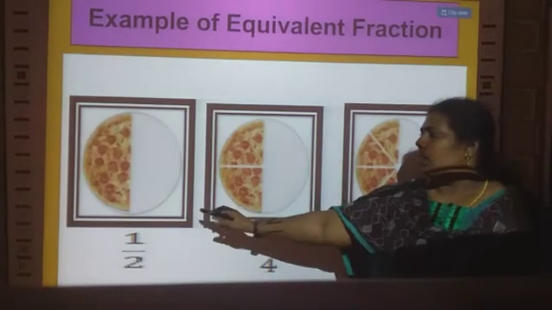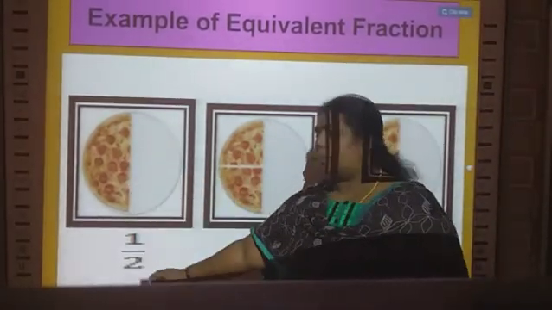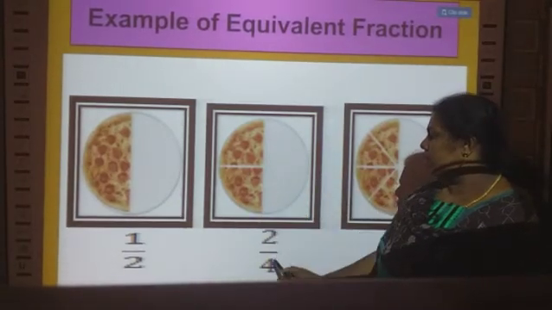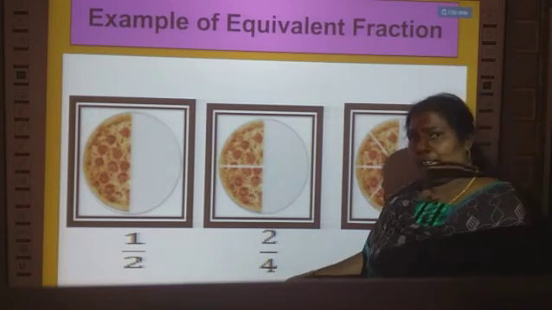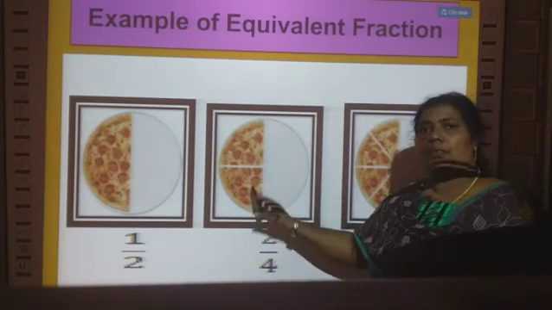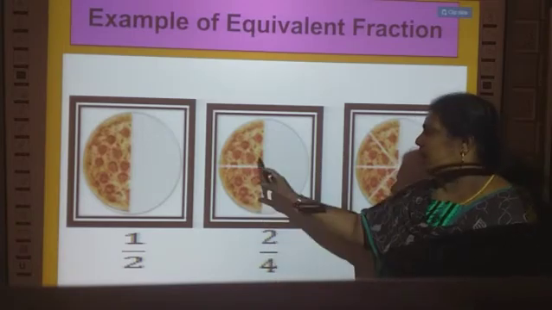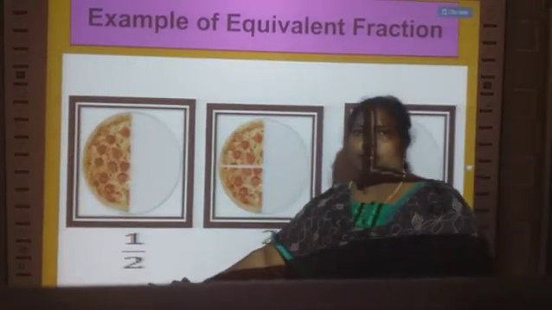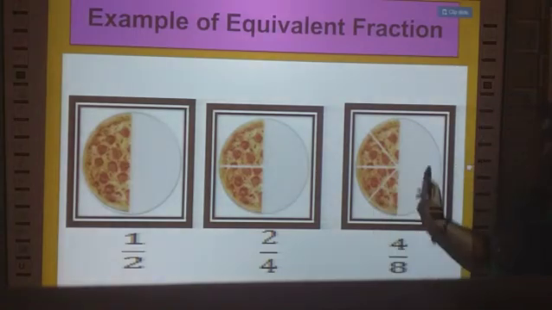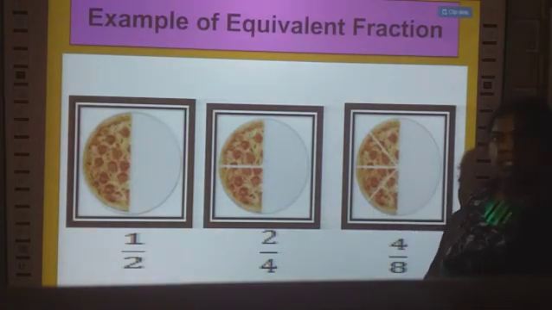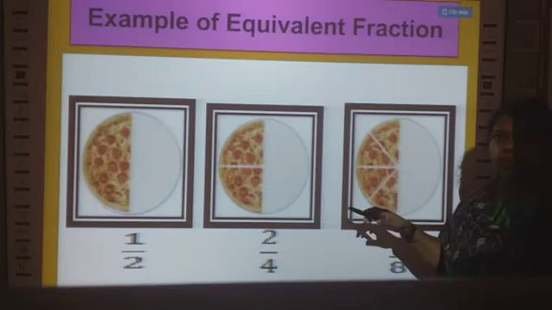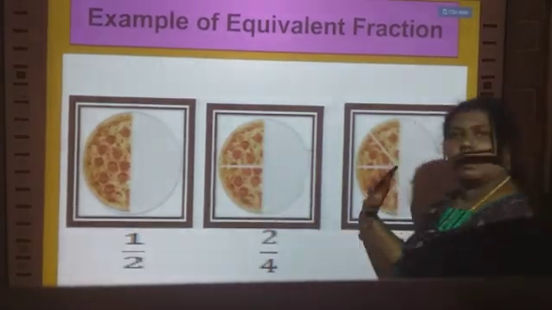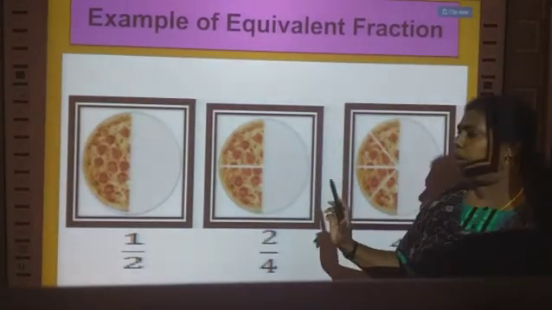See here, the shaded piece is half of the part, right? 1 by 2. Here it is actually divided into 4 pieces, right? The total number of pieces you write in the denominator, that is 4. Then how much is left? Only 2. But we can see both are equal, so these two fractions are equal fractions. Then see here, the total number of parts is 8. How much is left? 4 pieces, right? The same size. See, these 3 fractions are now equal fractions. Do you understand now?